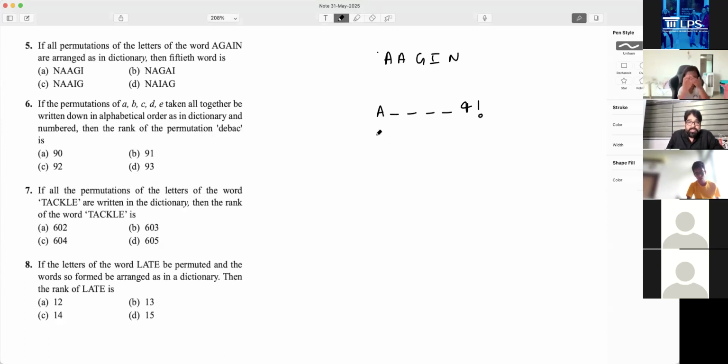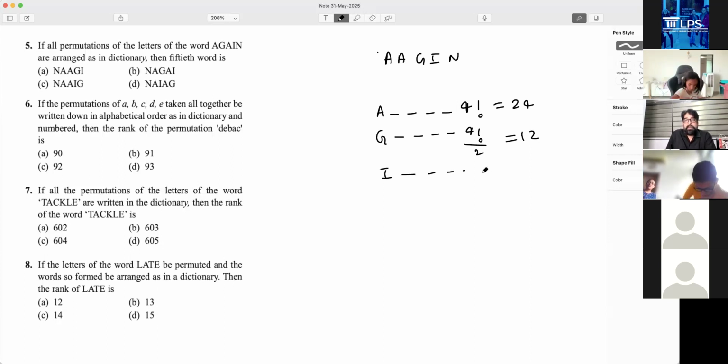After that, starting with G, how many words will come? 4 factorial by 2. Why so? Because A will be 2 times. So 24 by 2 is 12. Starting with I, again 12. So we are reaching the 50th, no? So we reach 48. Now, starting with N, again 12 will be there.